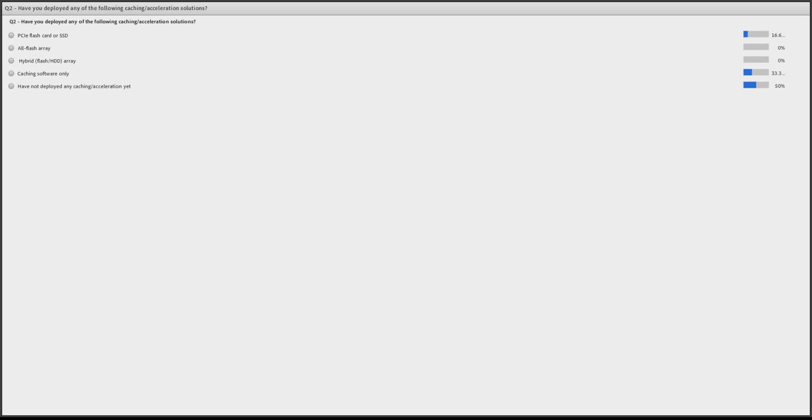Okay, have you deployed any of the following caching/acceleration solutions? So the first one, PCIe flash card or SSD, all flash array, hybrid array, caching software only, or have not deployed any caching acceleration yet. So we'll give you some time to lock in an answer, and we just choose one for this one.